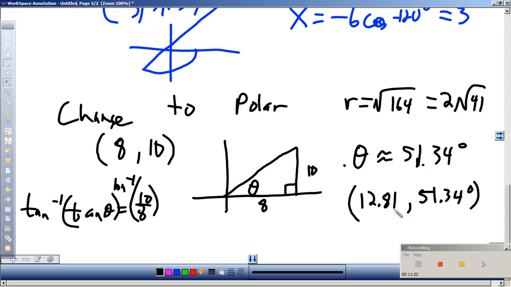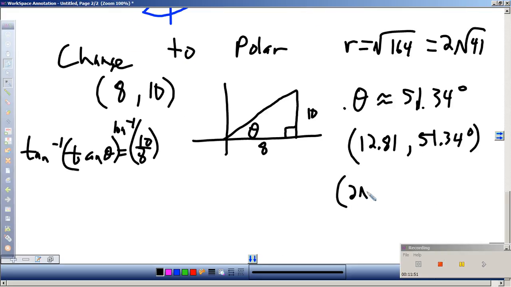Generally, you don't want to mix inexact and exact answers in that form. So if you're doing a decimal approximation here, might as well do a decimal approximation there. What if you put 51? 51 is even worse than 51.34, because 51 is not exact. If we could put it like this: 2 square root 41, comma, tangent inverse of 5 over 4. This is an exact answer, and this would be better in that sense.